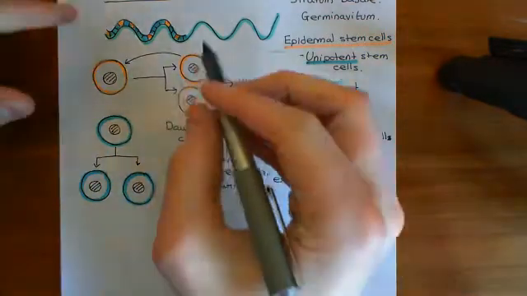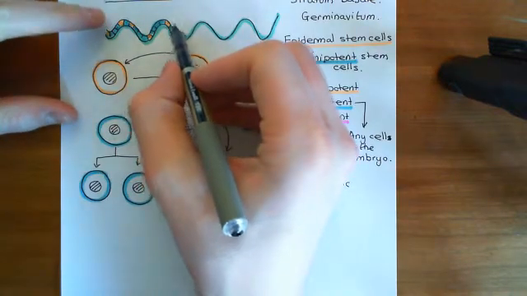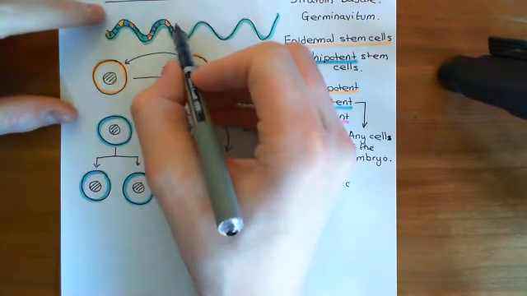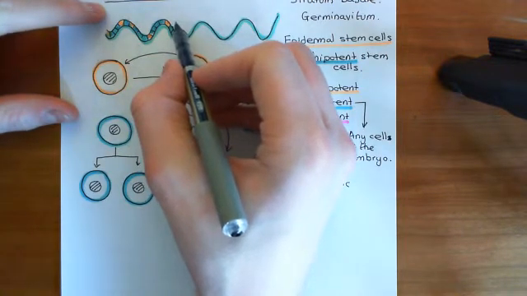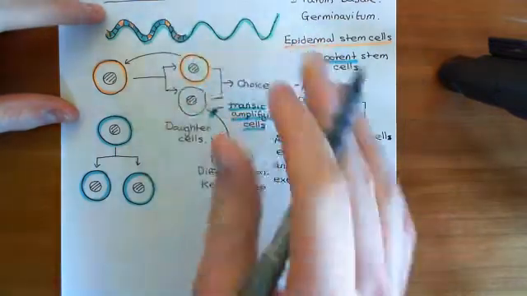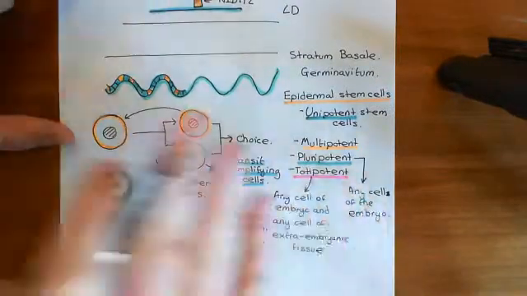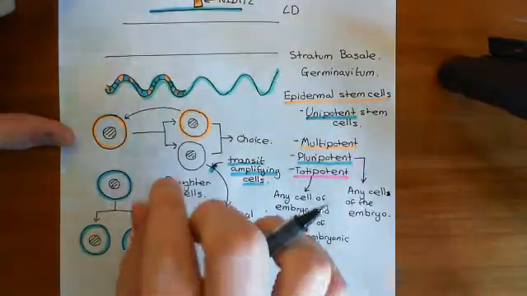Right, so now what's going to happen as you continue through the differentiation process is that the transit amplifying cells will detach from the basement membrane. When they detach from the basement membrane, they have undergone enough changes that they are no longer capable of dividing. So in these higher levels, there is no division.